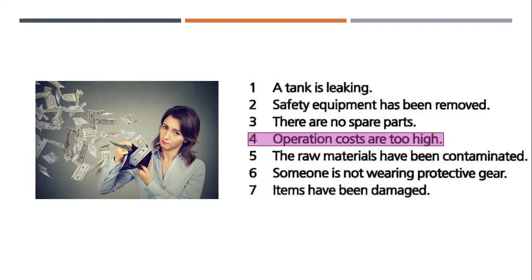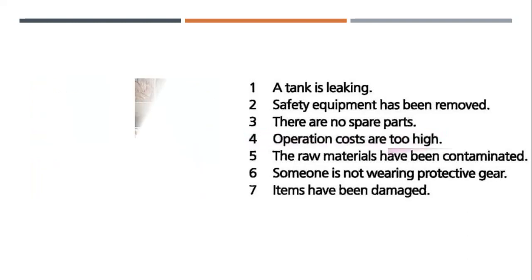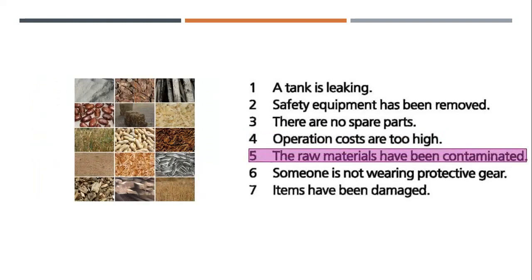Number 4, it says operation costs are too high. I think this problem is very clear for you. It's when you have to pay a lot just for small things. Number 5, it says the raw materials have been contaminated.